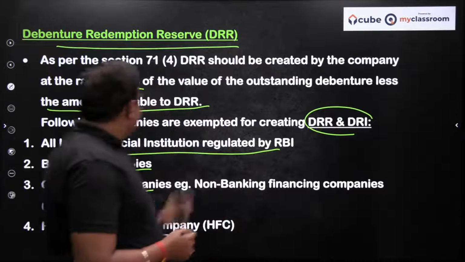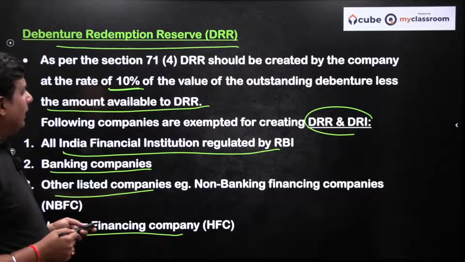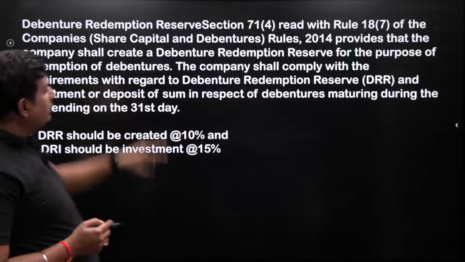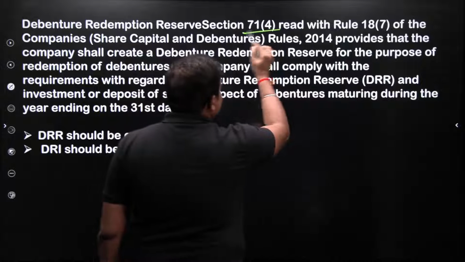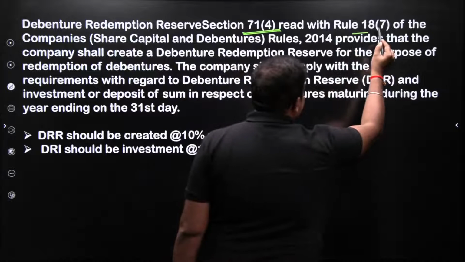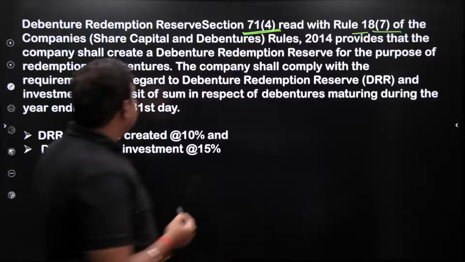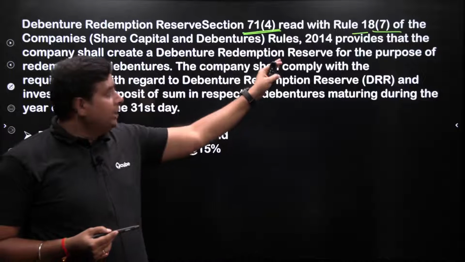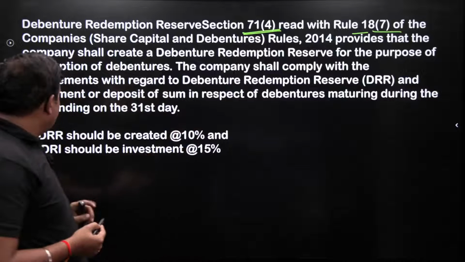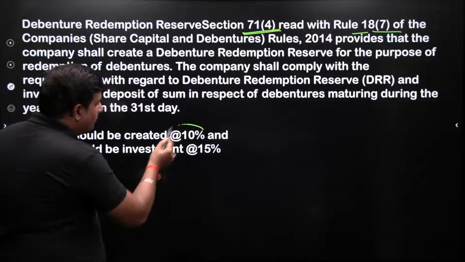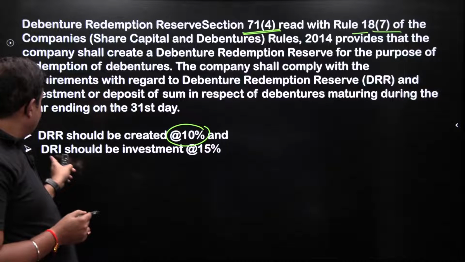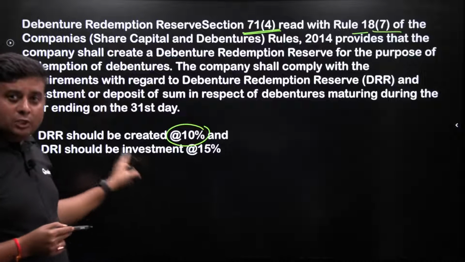Okay, so basically this is the thing, and next one is in the brief I have explained that debenture redemption reserve, as I mentioned, the section was 71 subsection 4 with the rule section 18 subsection 7 of the Companies Act, share capital and debentures rule number, and it is being passed in the year 2014. So on this note, DRI should be created at the rate of 10% per annum, and DRI is a kind of investment.